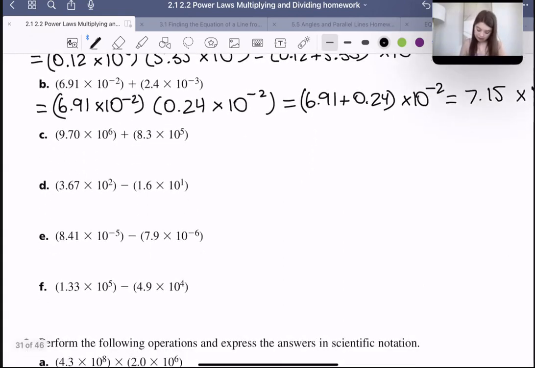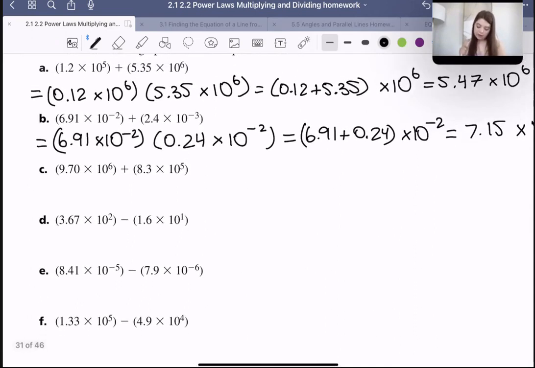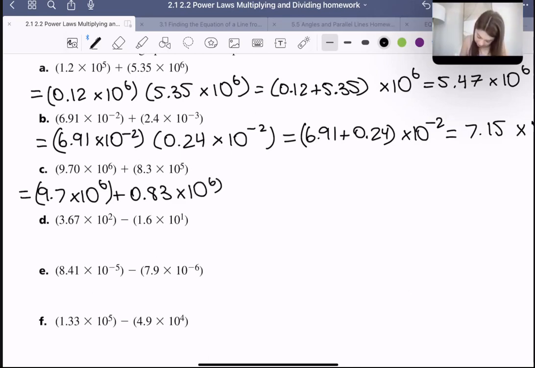All right, let's try the next one. Same kind of thing. Which one do we want to switch over? It's the one with the smaller exponent. We're going to bring it up to the larger exponent. So that's going to be 8.3 times 10 to the power of 5, because the other one is to the power of 6. So I'm going to rewrite this as 9.7 times 10 to the 6 plus 0.83. I moved it one left, so I'm also able to go up a power of 10, times 10 to the power of 6.